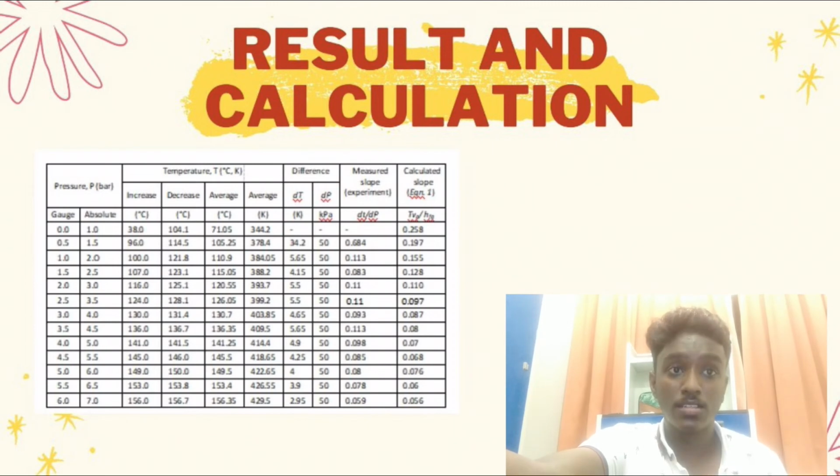Okay, for the calculation, the formula that was given to us is T multiplied by Vg and divided by Hg. For the temperature, we can get it from the result, that is from the average in Kelvin. For the Vg and Sfg, we will use the thermodynamics table according to the absolute pressure, and we can see some examples from that.